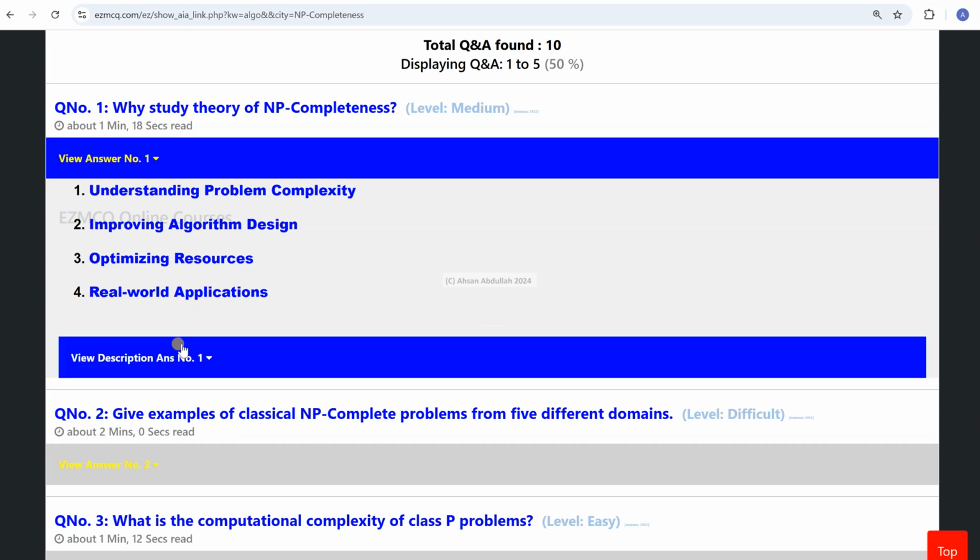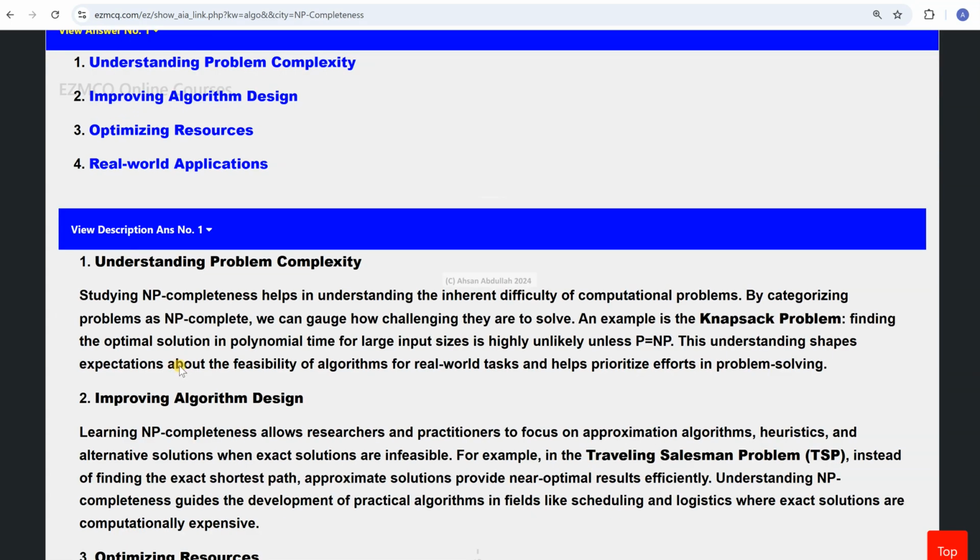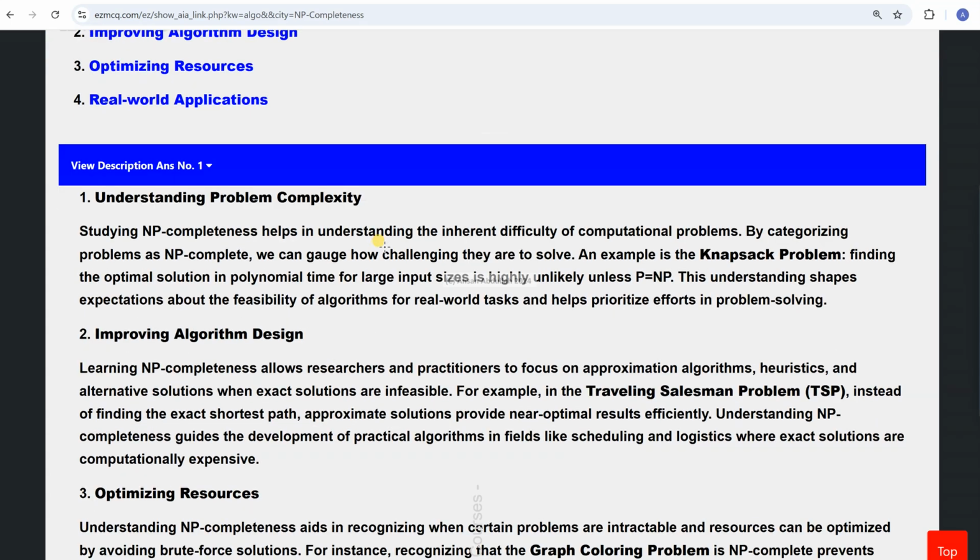So when you go into more detail, it helps in understanding inherently difficult computational problems. There are certain problems which are inherently difficult, inherently complex, inherently compute intensive. So by the theory of NP completeness, we categorize such problems as NP complete. And when we do that, we know how challenging they are to solve. So it helps us to identify the challenge.